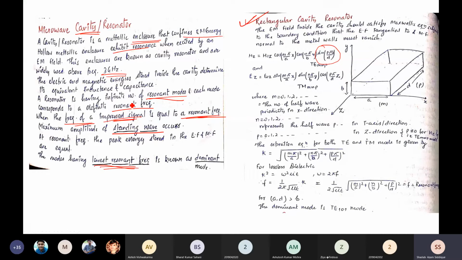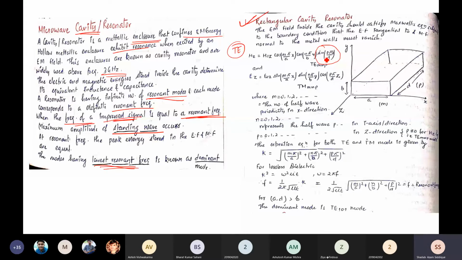So for this, this is called TE. For the TE mode, we have the Hz component. So Hz is equal to H naught Z cos(m pi x by A) cos(n pi y by B). There it was e to the power minus j beta g into Z, but here the wave is not propagating in the Z direction. It is sin(p pi Z by D).